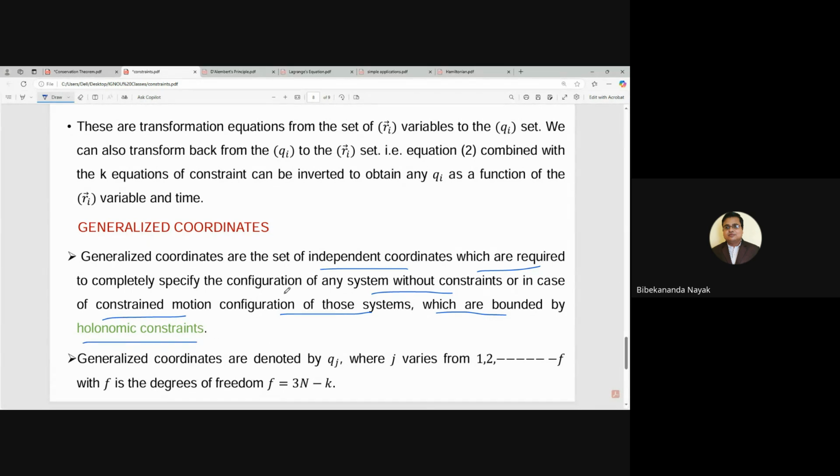Generalized coordinates can be used for any system which has no constraint. Suppose for the motion of a planet around the sun, here we don't use the x, y, z coordinates. We use polar coordinates, r and theta. Here there is no constraint. But if we have a constraint, then it will be a holonomic constraint. So generalized coordinates are a set of independent coordinates used to specify the configuration of any system without constraint or a system with holonomic constraint.